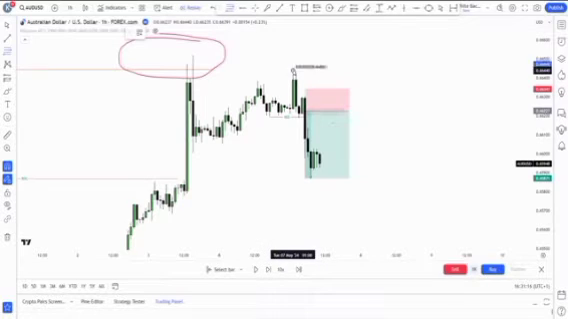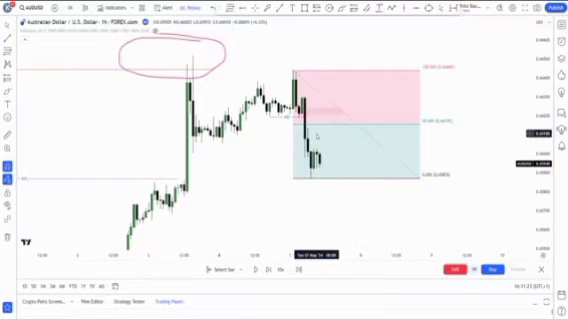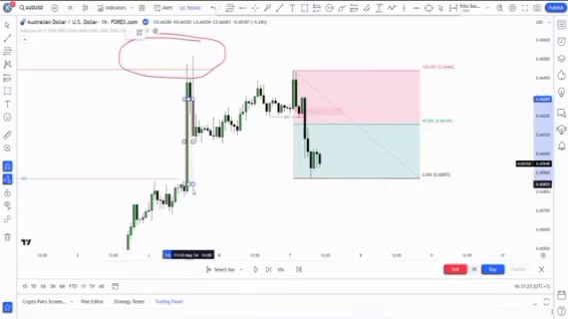This is one thing with ICT concept. It's straightforward, simple, and easy. So I saw price came right there. It was a discount area trading into this liquidity void perfectly. And I said, okay, I want to go bearish, but then come back into this area.